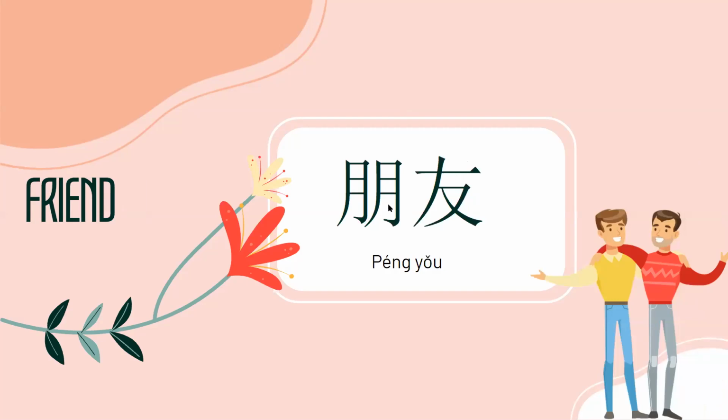And now we have friend, which is 朋友. And this word we learned in the first week or second week, 月, which means moon. So it's like two moons next to each other. So that's 朋友.